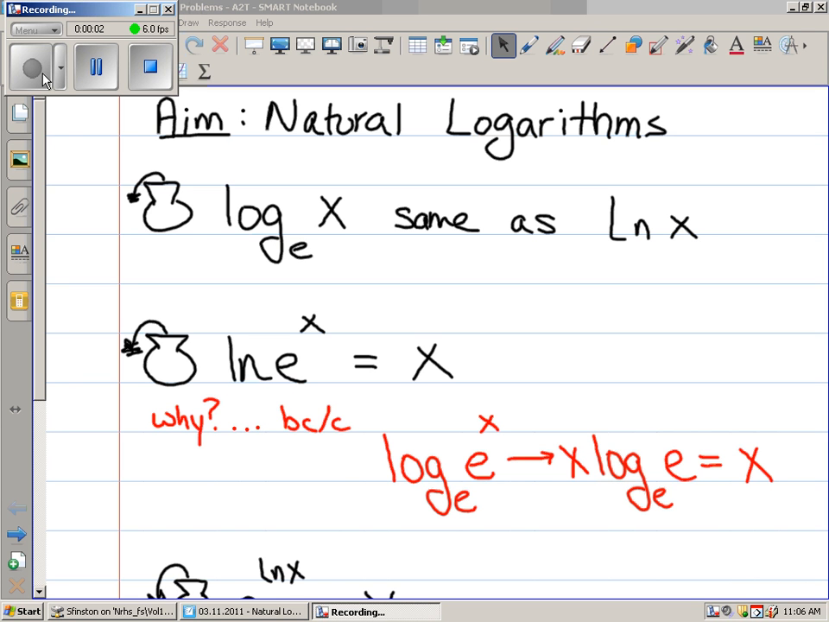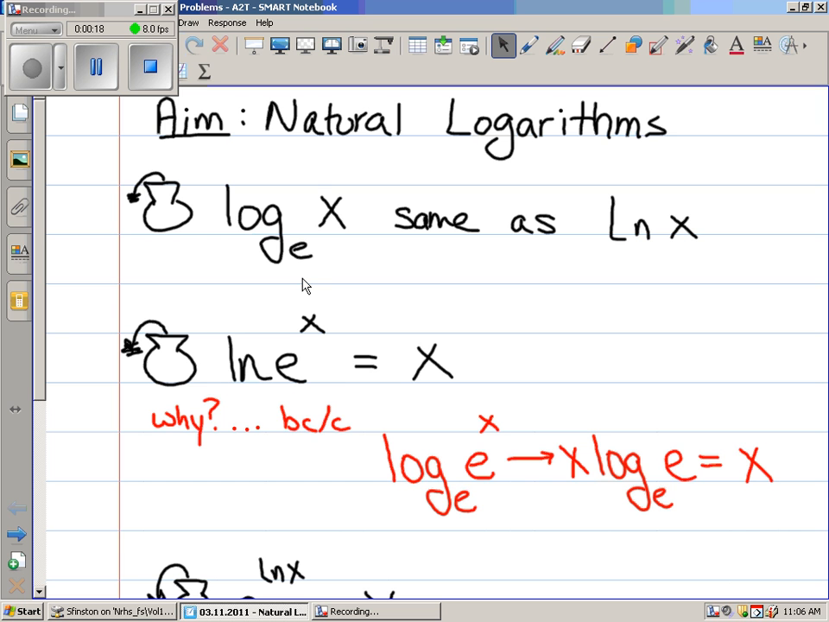Guys, today we're learning about natural logs. Natural logs. What do I mean by a natural log? I mean anything that has a log with an e as its base. If you see this, it's the same as saying the ln of x. And if you see the ln of x, this can be rewritten just like that.